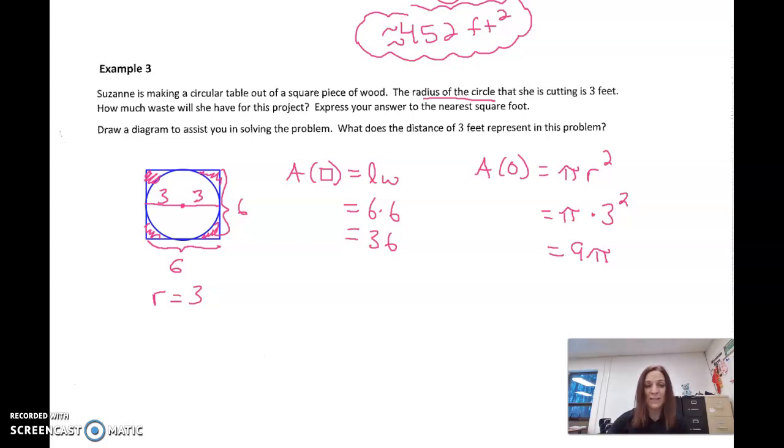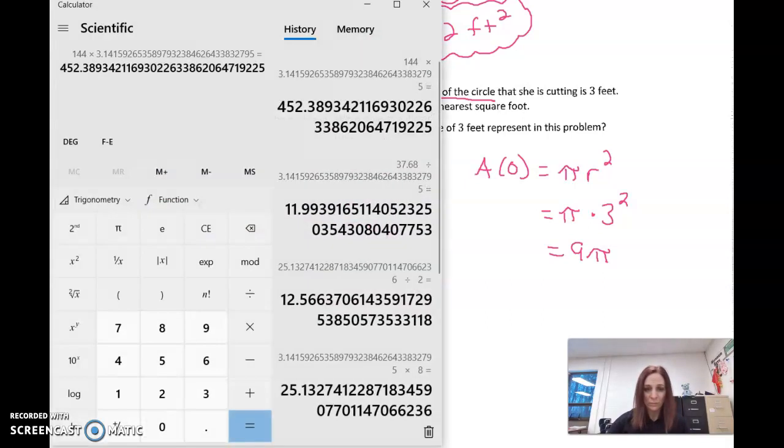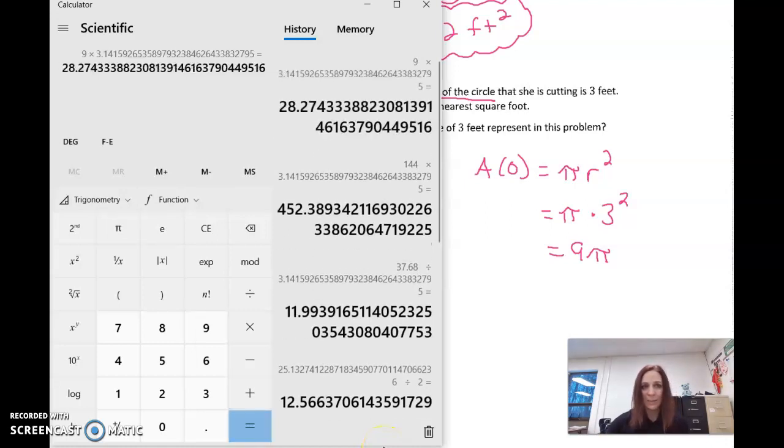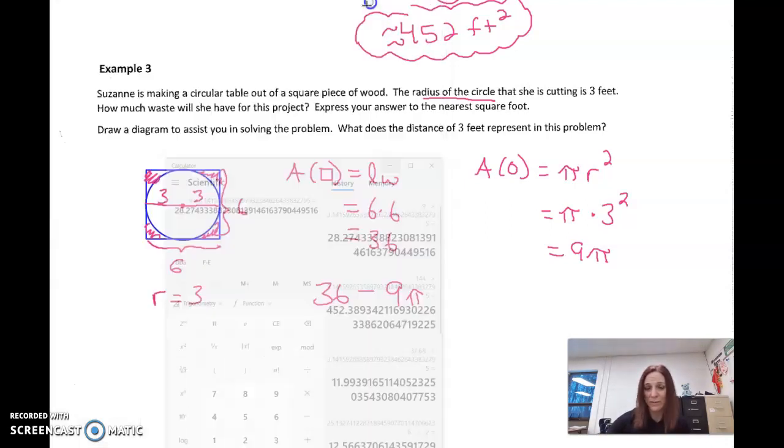Because remember, to get the waste, I've got to take the area of the whole thing, the square, not rectangle, and I've got to subtract the area of the circle, 9 pi. Okay? So 9 times pi is about 28.27, we'll say.